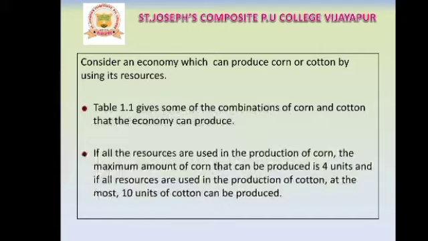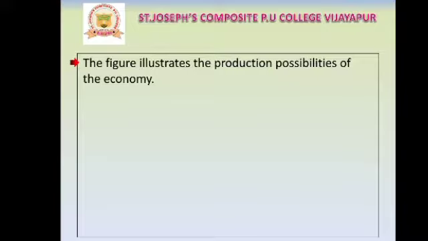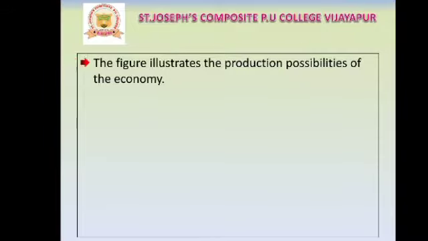That means in the economy, if we use all the resources only for the production of corn, then we can get the maximum yield of corn, that is at possibility E. So then let me see this one. This figure illustrates the production possibilities of the economy.